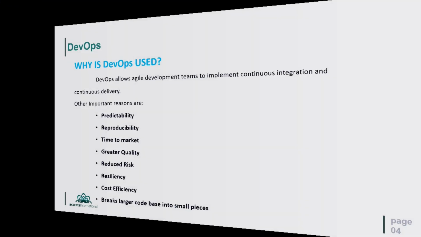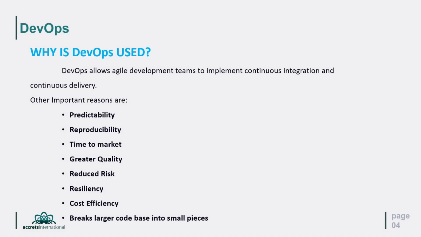Now moving on, why is there a need to use DevOps? DevOps allows agile development teams to implement continuous integration and continuous delivery. This helps them to launch products faster into the market. Now, let us understand the term agile. Agile is a time-bound, iterative approach to software delivery that builds software incrementally from the start of the project instead of trying to deliver it all at once. In other words, you can say build small, build often.